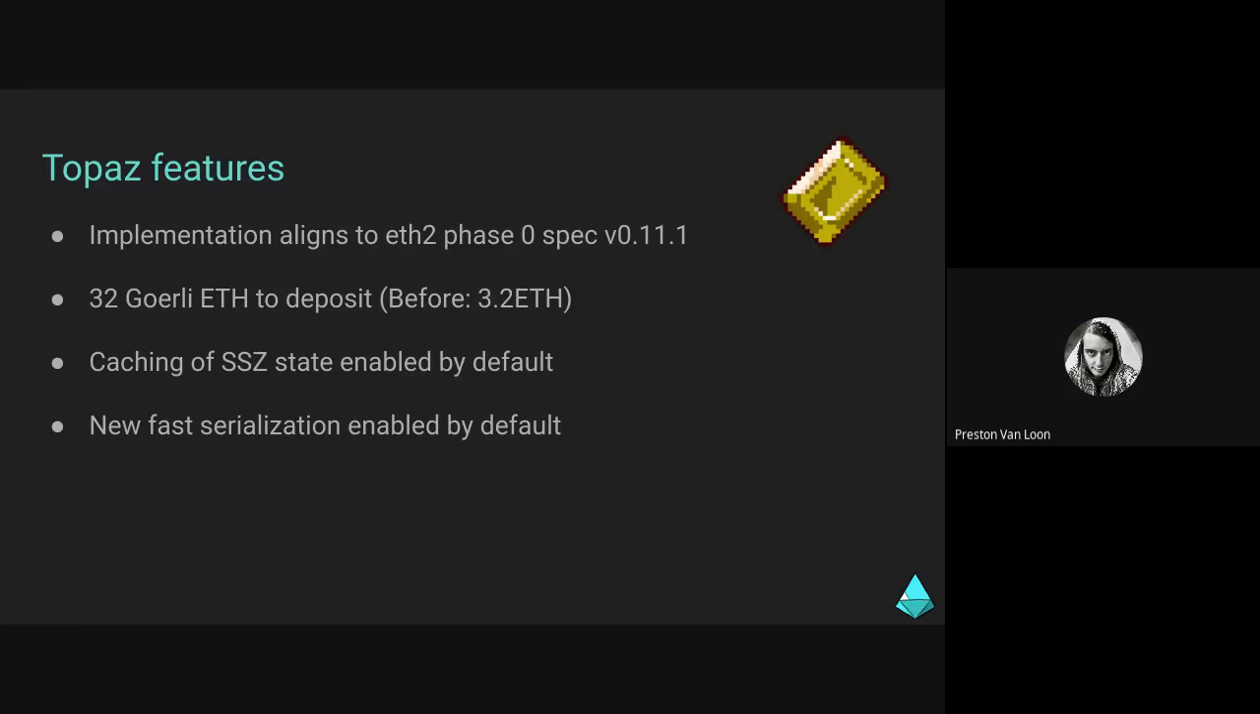And now we transition into Topaz, which is our most recent release. It is the current testnet running. It has a lot of new exciting things. It's running on the 0.11.1 specification of ETH2. So this is pretty much the final thing. There's only a few more minor tweaks that are going to be released in the next couple weeks. And then we'll restart Topaz and get all of the last things fleshed out for mainnet.